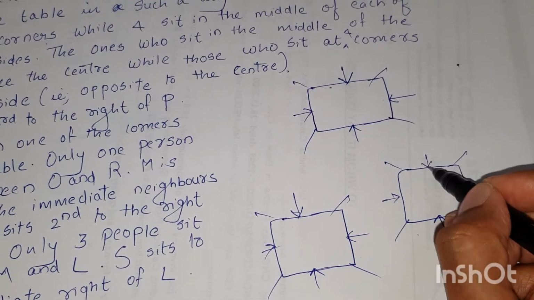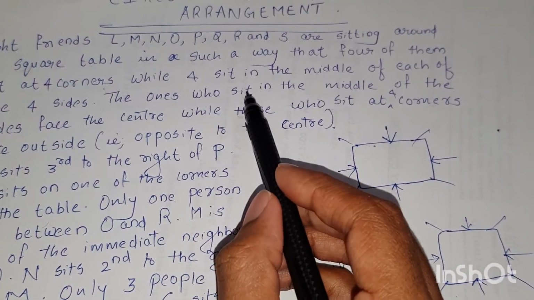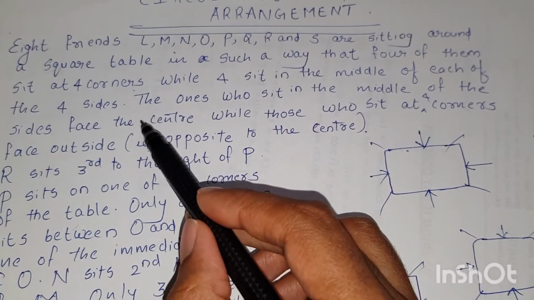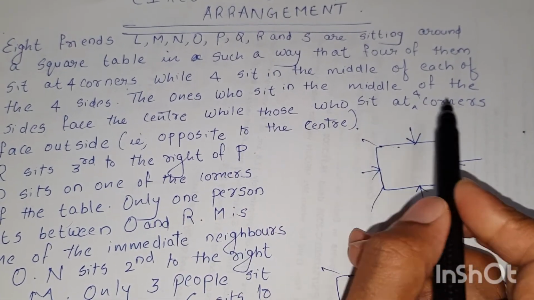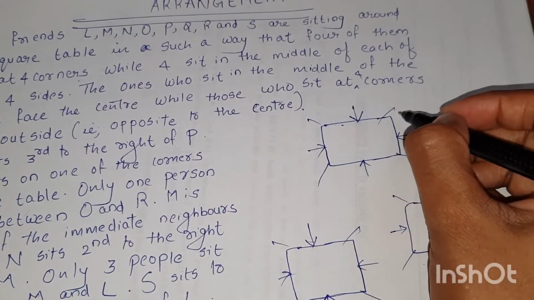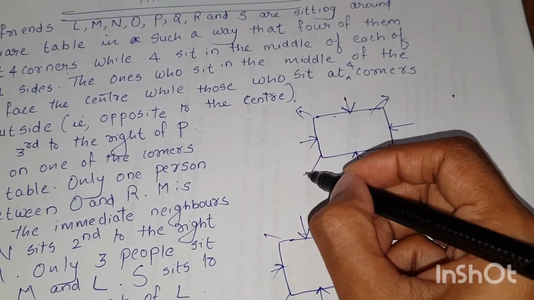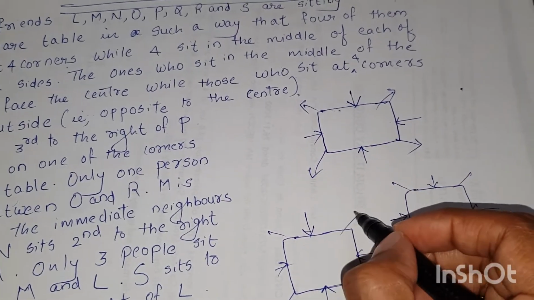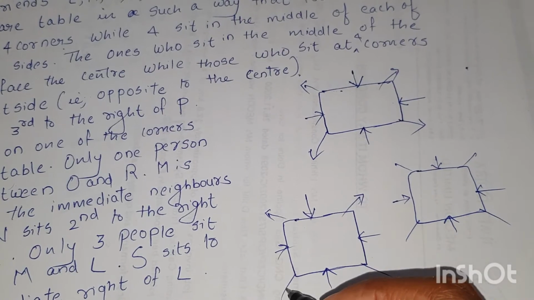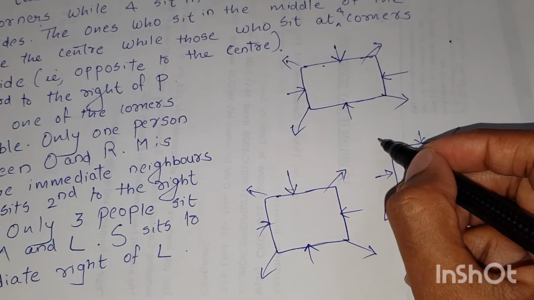Okay, now we can go to the question. The ones who sit in the middle of the sides face the center, while those who sit at the four corners face outside. Facing outside means opposite to the center. So those who are sitting at the corners face outside. Outside means the arrow point should be like this, that is, opposite to the center.